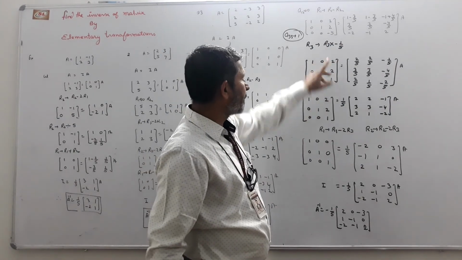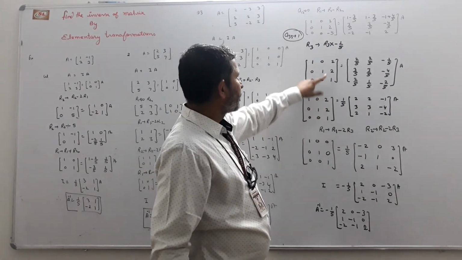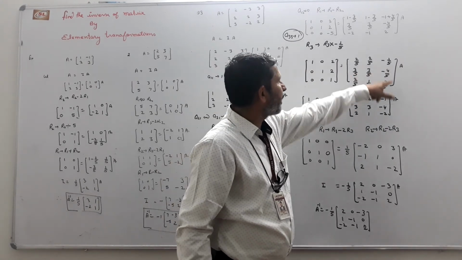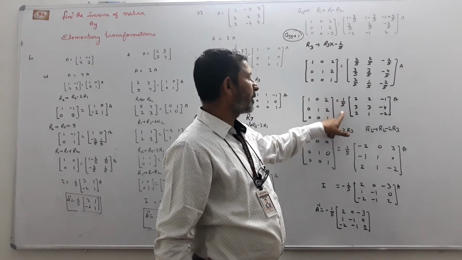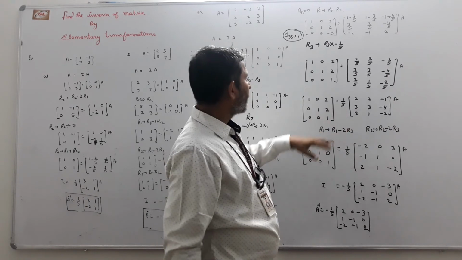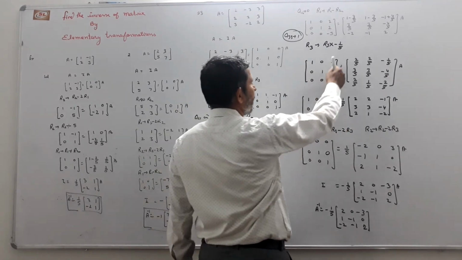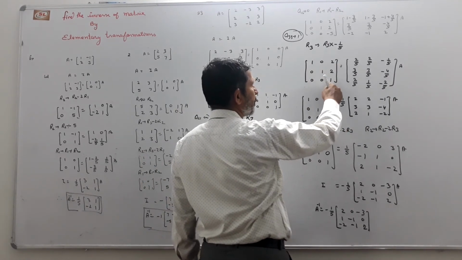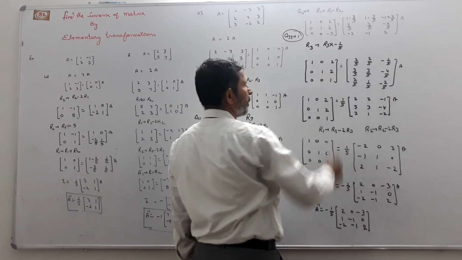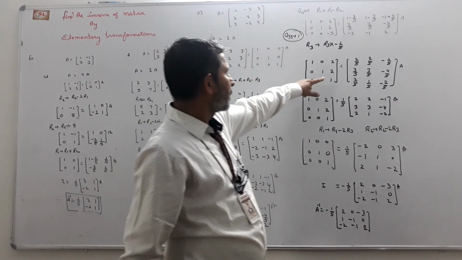Then after this, again we change the third column, the remaining elements to 0. So how can we change this one to 0? First we take 1 by 5 as common from the right hand side. Then after this, how can we change to 0: R1 minus twice of R3, R2 minus twice of R3.